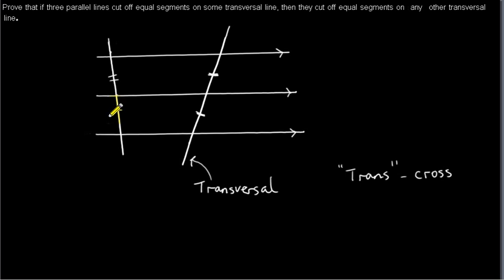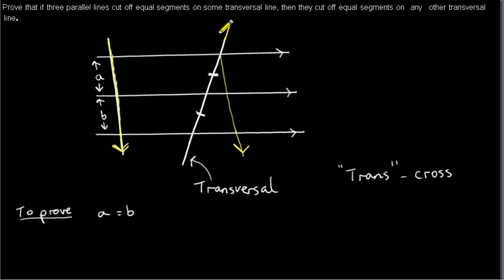That this distance equals this distance. I use a double dash to distinguish it from this. It's not necessarily the same as this, of course. So if I call this distance A and this distance B, we have to prove that A is equal to B. Now the way we prove this is to use a construction. We draw a line that's parallel to this line. And then we draw a line that's parallel to this given transversal.